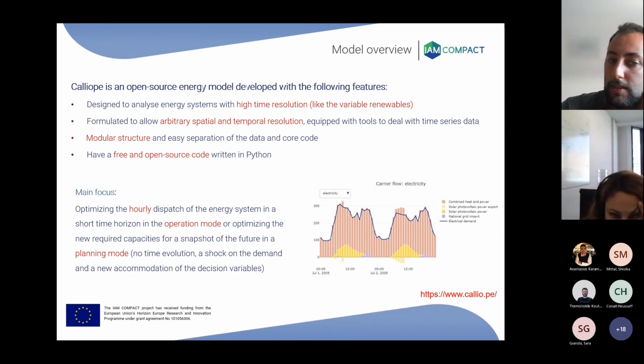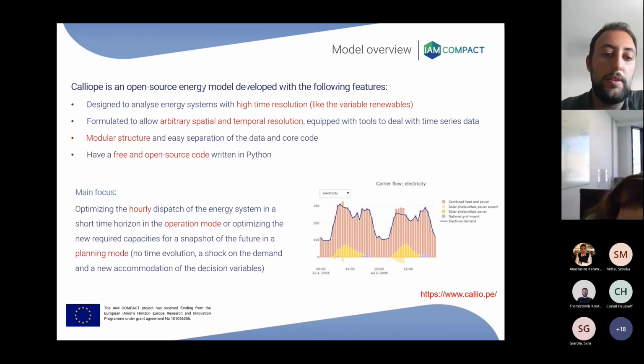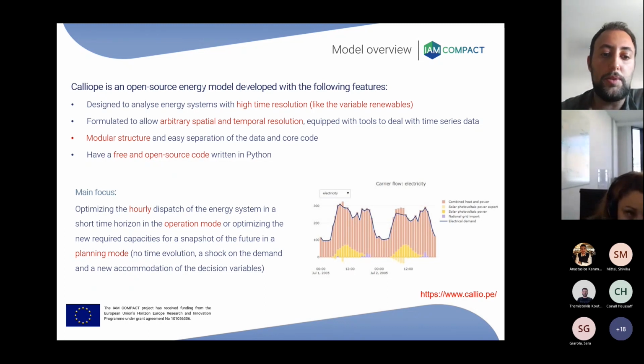The main focus of Calliope is that it can be used in two modes: the operation mode and the planning mode. The operation mode, as the name says, optimizes an energy system as a snapshot. The capacities are given as input, and just the dispatch of the energy, which can be not only electricity but also heat or other carriers, is optimized with high time resolution. And the planning mode is the opposite. It allows designing capacity expansion starting from a period of time and projecting a second period of time.